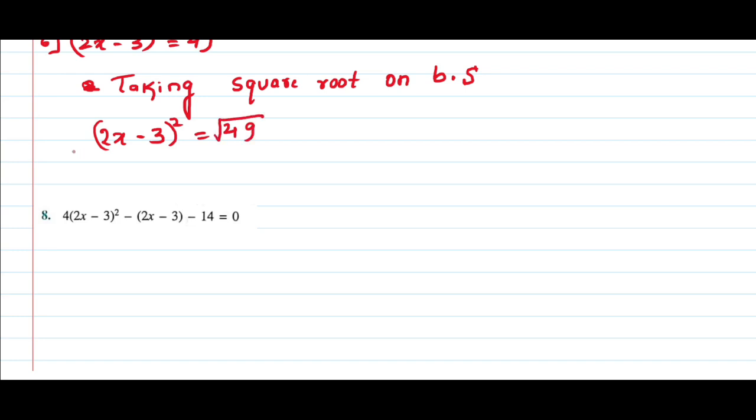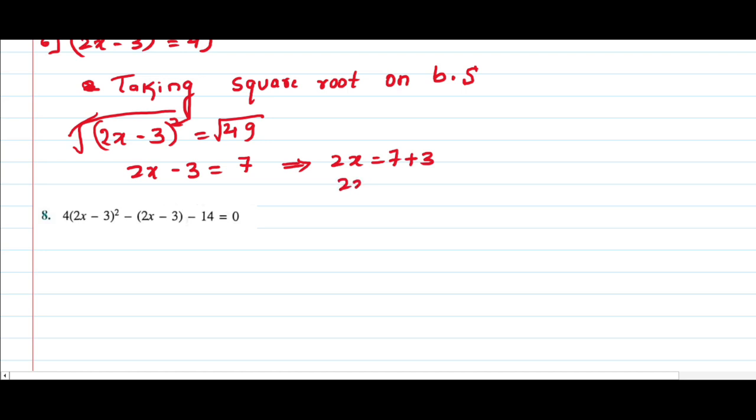So if I take the square root, this 2 and this square will get cancelled. 49 is nothing but 7. 2x minus 3 is equals to, I'll get here as 7. So now 2x is equals to, this minus 3 will turn to the RHS part, will become plus 3. So 7 plus 3. So 2x is equals to 10, which implies x is equals to 10 by 2. I'll get here as x is equals to 5. So this is the answer.